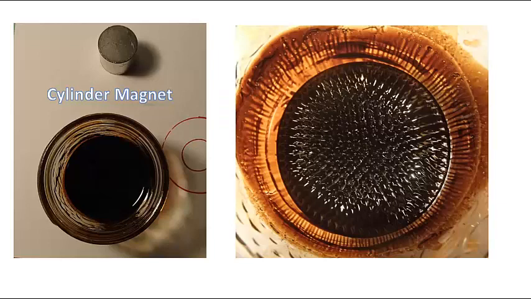You can also see this when you look at the magnets using ferrofluid. So here is a glass container. I have some ferrofluid in the bottom here. And when I put it on top of the magnet, you see these little pointy things coming up. So that's what the cylinder magnet does.